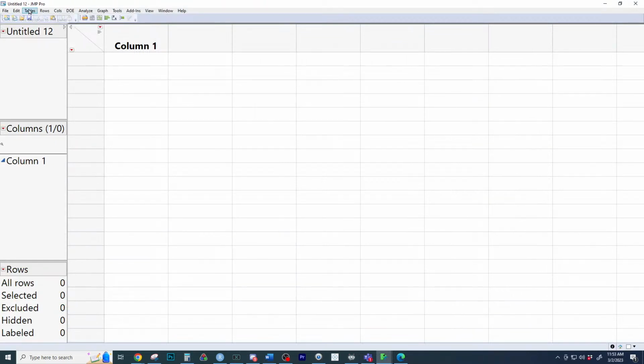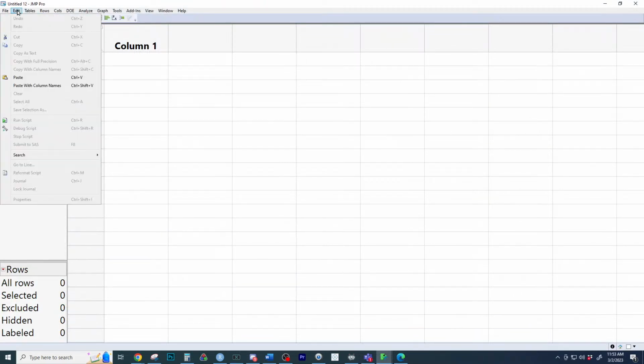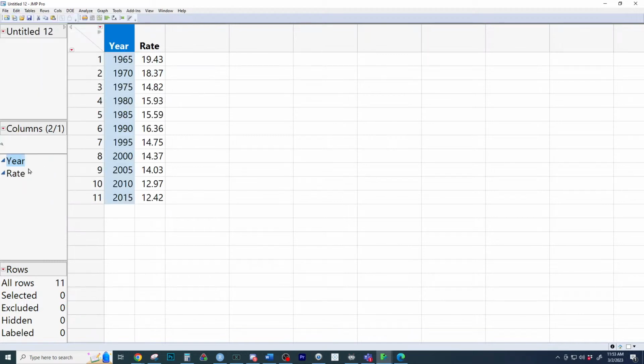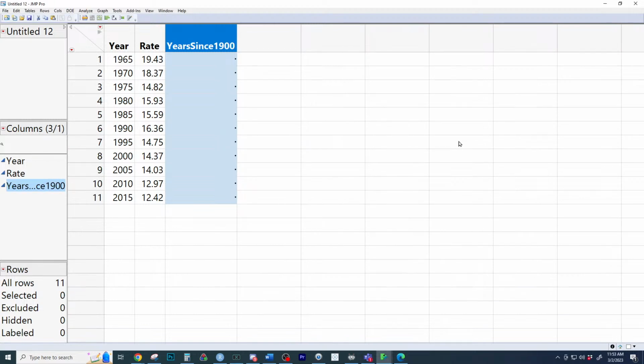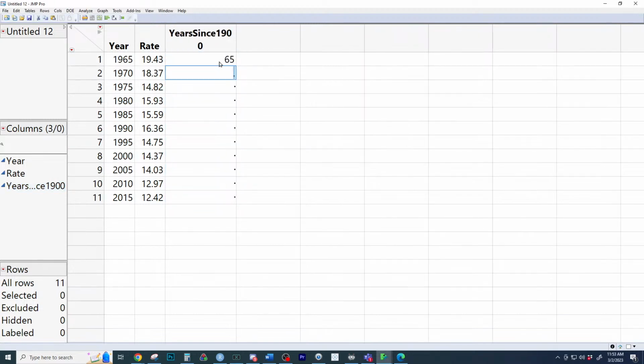So we're going to go to Edit, Paste with Column Names. Edit, Paste with Column Names. Make sure to do that. Make sure they're both blue. Now, there's a few ways to do this. Years since 1900. You can just type them in. It's probably the best way. Don't make any errors, though. There is another way, which I guess I'll show in a second. But don't make any errors.